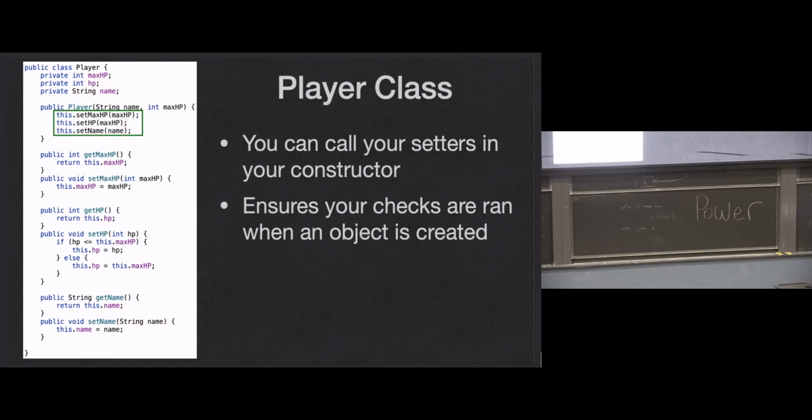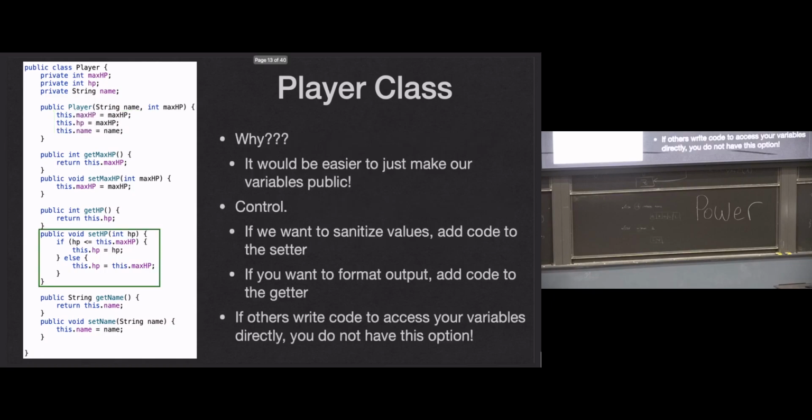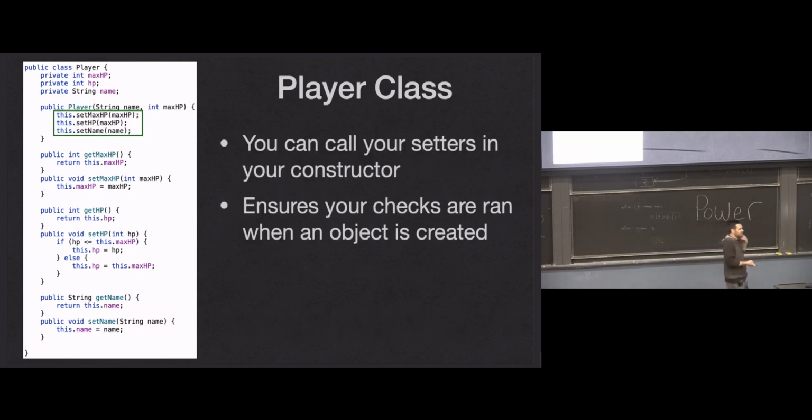But if it's like max HP in this example, and you want to just have the constructor say this.max HP equals max HP, like we had on the previous slide, that's fine. And then your setter can have the same line of code just setting that variable. That's fine too, depending on what your exact use case is. For the memory diagram, I'm going to use the setters in the constructor just so I have more stack frames to talk about.